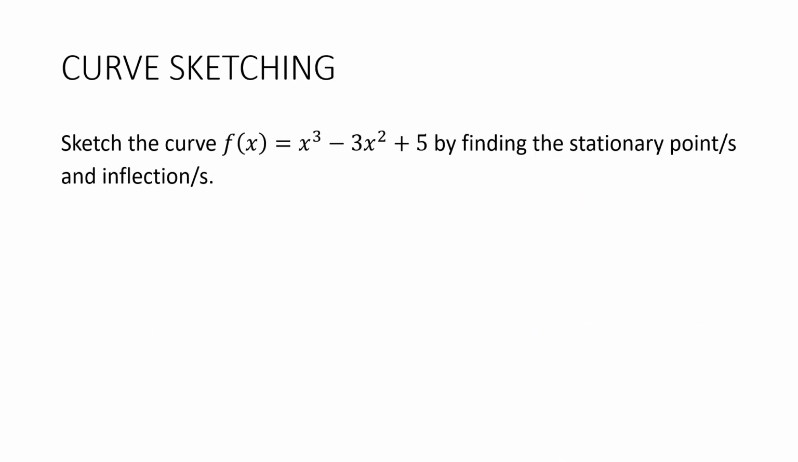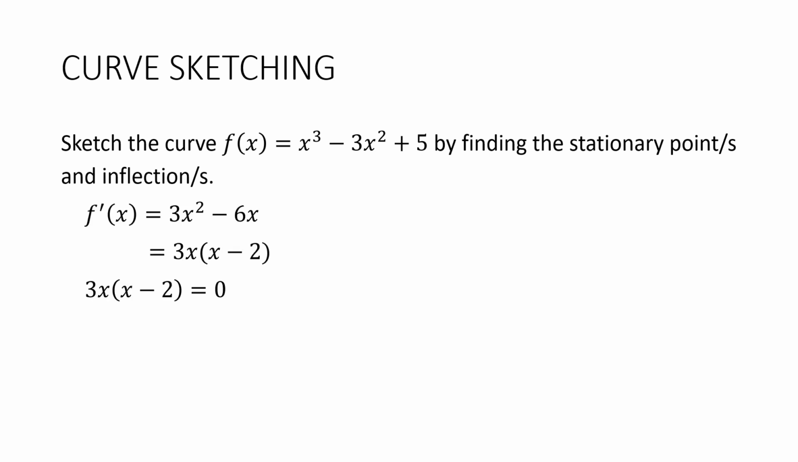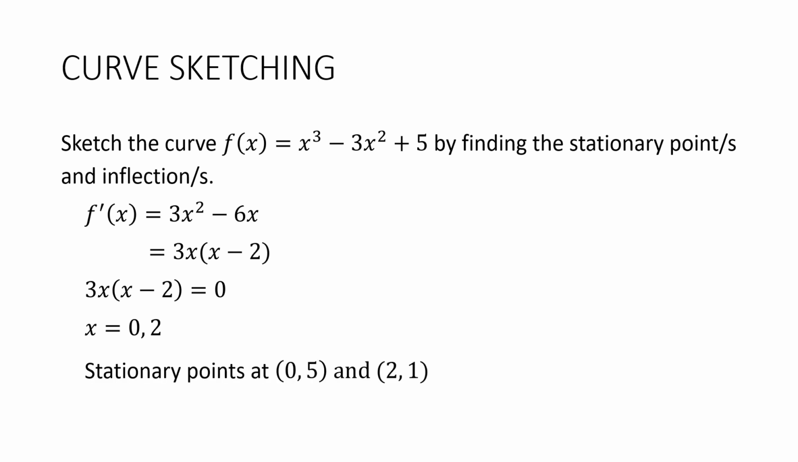Which brings us to a really important part of the course, curve sketching. Sketch the curve f(x) = x^3 - 3x^2 + 5 by finding the stationary point or points and inflections. Start as we always do by differentiating, and then solve 3x^2 - 6x = 0. So just factorising, x is equal to 0 or 2. And so that means we have stationary points at (0, 5) and (2, 1). Remember, you just substitute the 0 back into the curve to get the y coordinate.